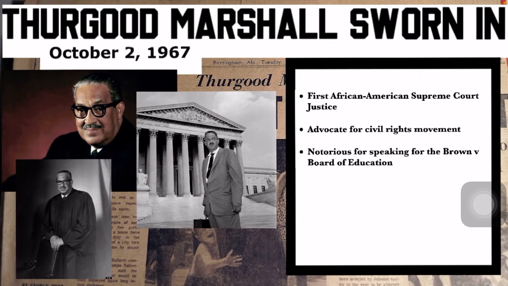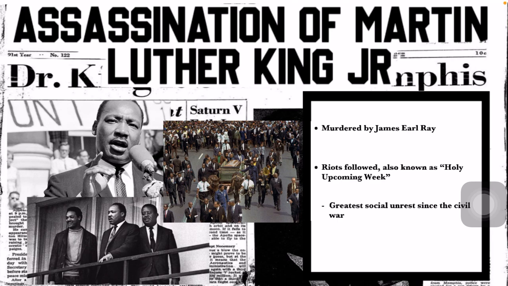On October 2, 1967, Thurgood Marshall was sworn in to be the first African American Supreme Court justice. He was known for his advocacy in the civil rights movement, mostly known for arguing the Brown v. Board of Education case. On April 4, 1968, in Memphis, Tennessee, Martin Luther King Jr. was assassinated by James Earl Ray. Riots broke out soon following his murder, also known as the Holy Week Uprising. This was the greatest social unrest America had received since the Civil War.